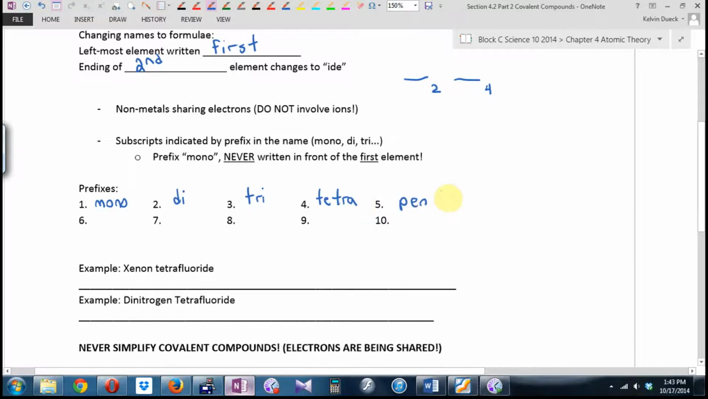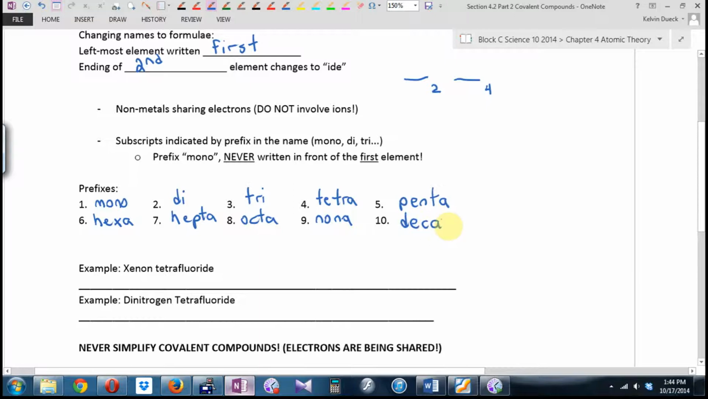Do you have to memorize these? No. Do you have to know that you have them on your chart? Yes. Right? Hexa. Rarely will we go past that. What's 7? Hepta. That's right. Octa. And some of these you've seen before. Octagon, right? 9 is nona, N-O-N-A. And deca.